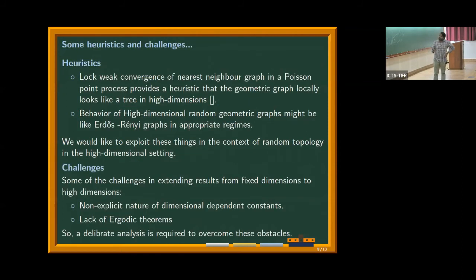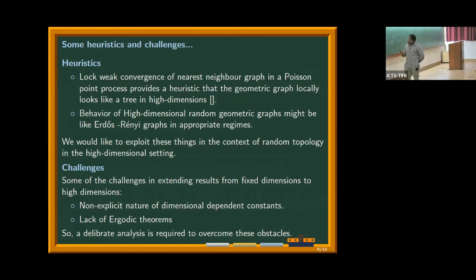So, some heuristics in this work. The first one is that we have local weak convergence of nearest neighbor graphs in a Poisson point process, which tells us that the random geometric graph will look like a tree in high dimensions. Furthermore, these random geometric graphs in high dimensions should behave like Erdős–Rényi graphs, as there are several references for that, but in different settings. So we would like to use these heuristics in the context of random topology in the high dimensional setting.